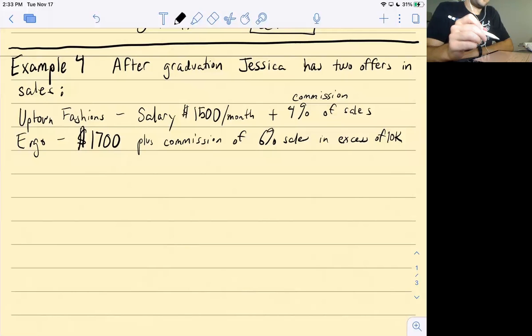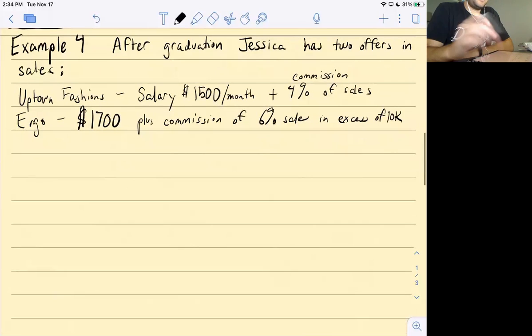Okay. So I'll let you guys read this for a minute. Can anyone tell me, or have any of you ever worked any sales jobs? Yes, that's a good question. What does excess of 10K mean? Can anyone volunteer to explain what a commission is for a sales job? And have any of you ever worked any sales jobs?